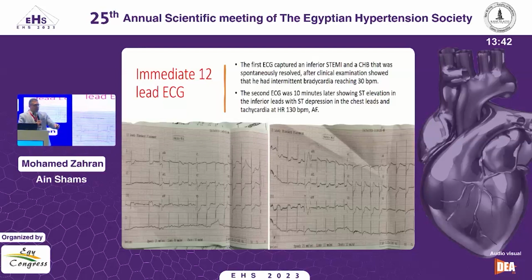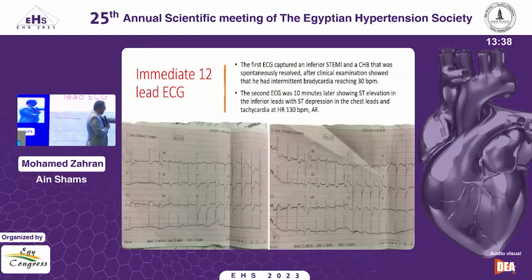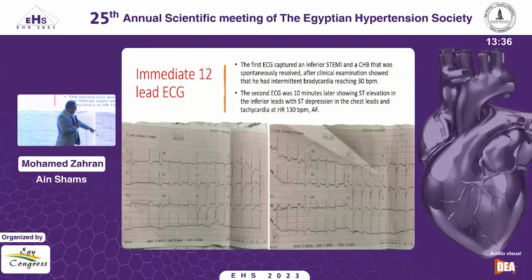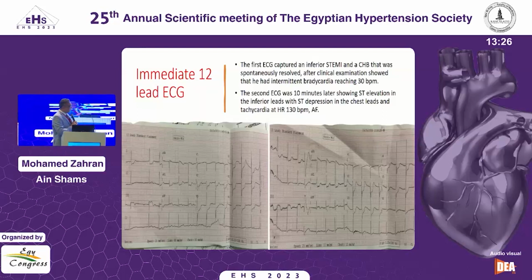So I told him to repeat the ECG after 10 minutes. And after 10 minutes, he got this ECG, which was a rapid atrial fibrillation at a rate of 130 with a clear inferior ST segment elevation with reciprocal depression in the chest leads and the lateral leads. So this was a classic case of inferior ST segment myocardial infarction associated with intermittent heart blocks and atrial fibrillation.